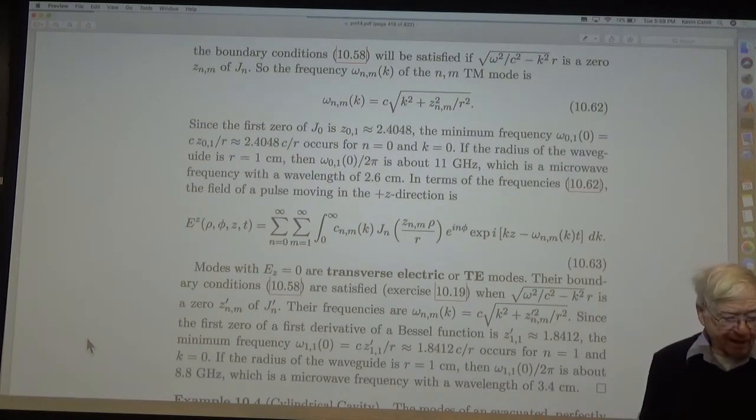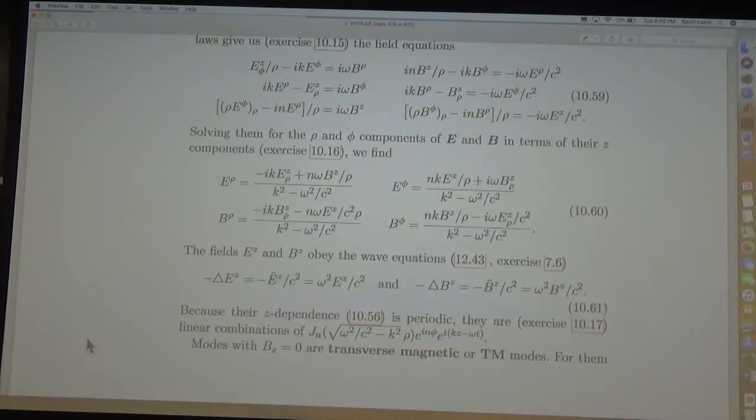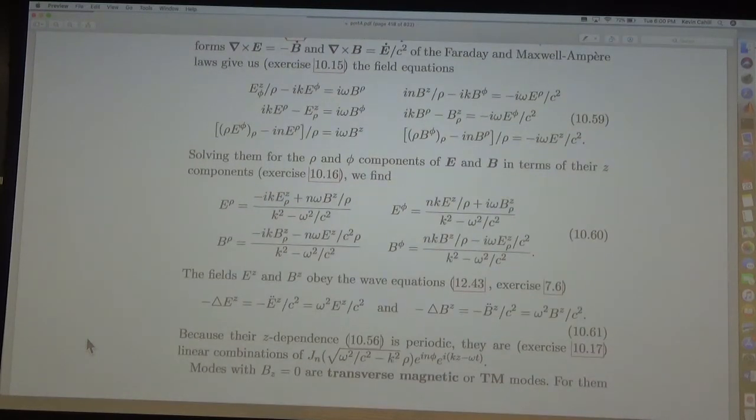I must say, just at the moment, I forget why it's a zero of J prime. That's presumably clear from the previous expression. Well, I'm not quite sure why, unless it's that this is the rho derivative of B_z, and that may be where the prime comes from.